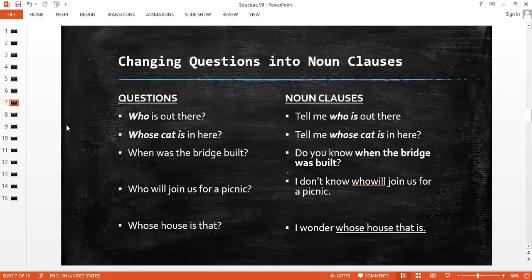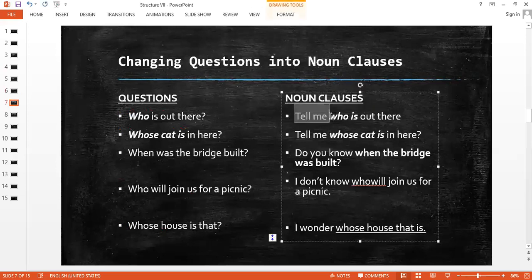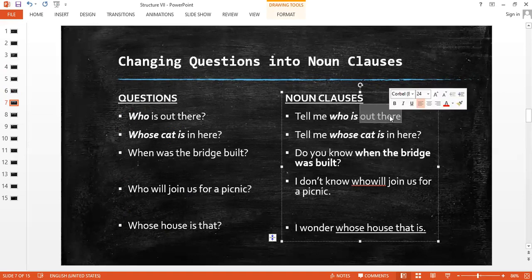Okay, next. Now we will learn how to change a question into a noun clause. When you have a question like "Who is out there?", we can change it into a noun clause like "Tell me who is out there." It is actually a noun clause. "Tell me" is the sentence and it's followed by the noun clause "who is out there."